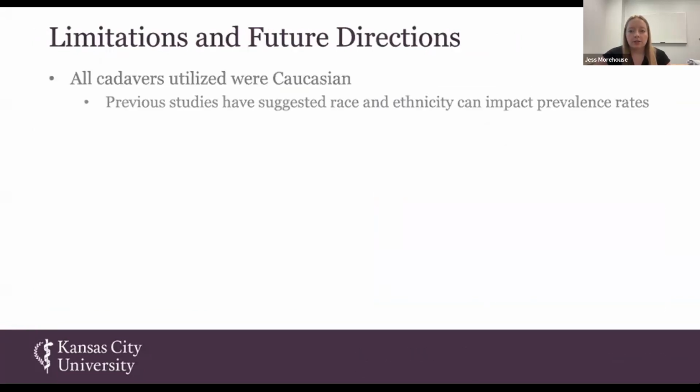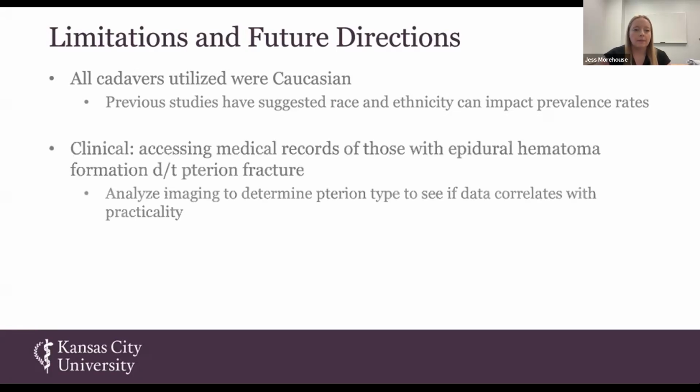One of the largest limitations of the present study was that all of the cadavers we had the ability to work with were Caucasian. Previous studies have suggested that race and ethnicity may impact the prevalence rates of the different Pterion types, as well as the overall location of the Pterion. So having the ability to measure these distances in individuals of different ethnicities and races can help to see if what we found is a common thing or if what we found is consistent for Caucasians, but not other ethnicities.